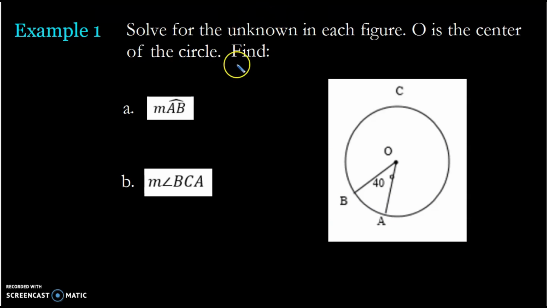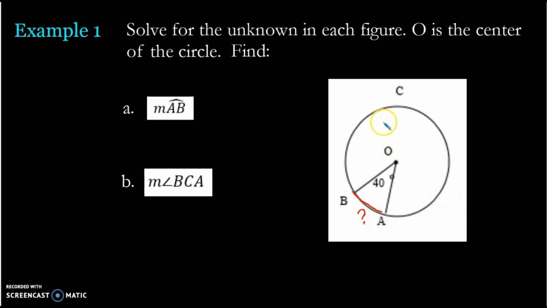So, for example, we are going to have this figure. It says here, we solve for the unknowns, wherein O is the center of the circle. And it's given also that BOC is 40 degrees. So, ano yung BOC dyan? Etong BOC na to ay central angle. Ang hinahanap natin una ay measure ng arc AB. Ito yung nawawala sa una. So, measure of arc AB.